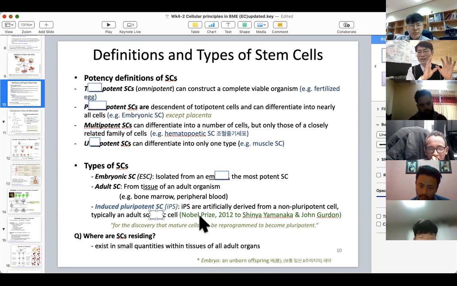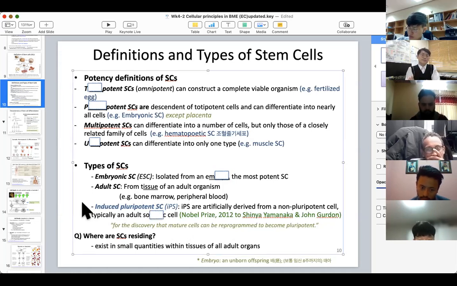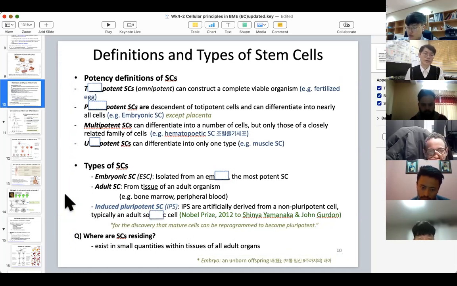And it's a surprise that in only 6 years, they got the Nobel Prize for this. John Gurdon had already made the foundation long ago, not exactly iPS. The Nobel Prize committee cited their discovery that mature cells can be reprogrammed to become pluripotent. So this became a hot issue, whether we can make stem cells without the problematic embryonic stem cell or ethical issue. And this is still an active area of research.